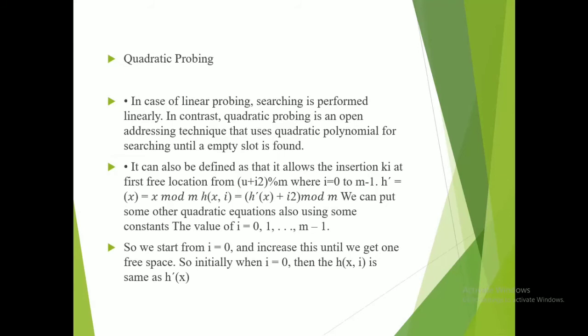H of x is equal to x mod m, and h of xi is equal to (h of x plus i squared) mod m. We can put some other quadratic equation also using the same constants. The value of i ranges from 1 to m minus 1. So we start from i equal to 0 and increase this until we get a free space. Initially, where i is equal to 0, h of xi is the same as h of x.